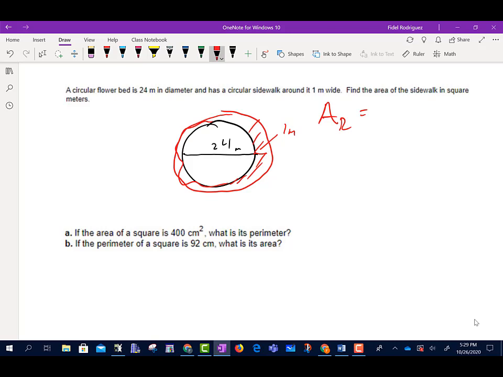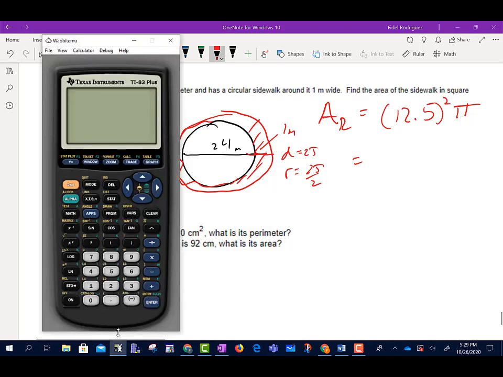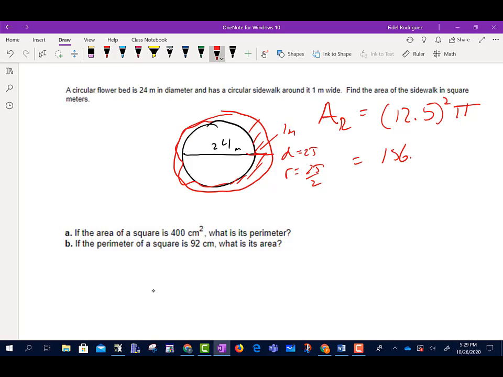If the diameter here is 24, then the new diameter of the red circle would actually be 25. So the radius would be 25 over 2, which is the same thing as 12 and a half. So I'm going to take 12.5 squared times pi. I'm going to do this on my calculator. So 12.5 squared is 156.25, so 156.25 pi.